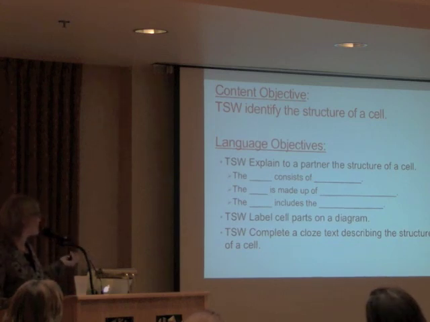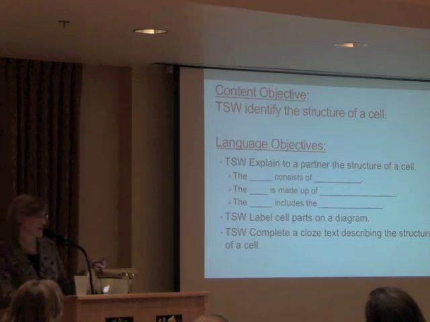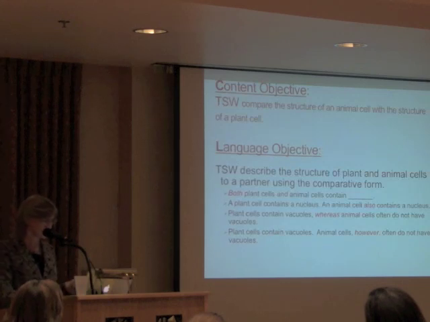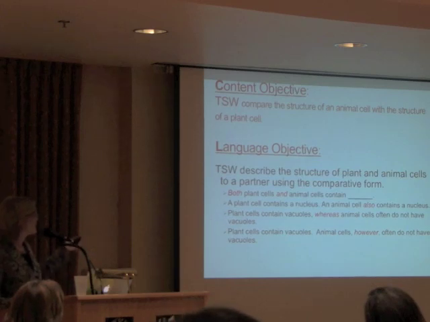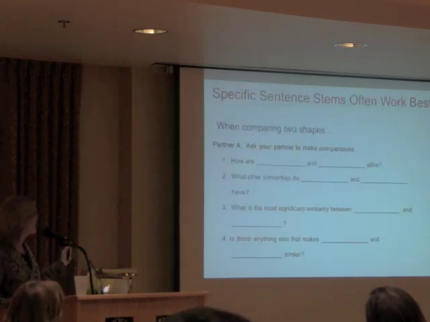The student will label cell parts on a diagram. The student will complete a cloze text describing the structure of a cell. Those aren't content objectives, that's the language that they're going to need. Both plant cells and animal cells contain blank, etc., etc. And we're going to use whereas and however. I've got lots of examples.